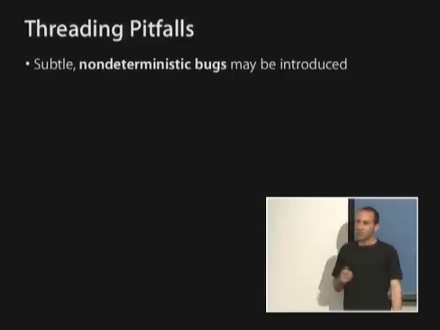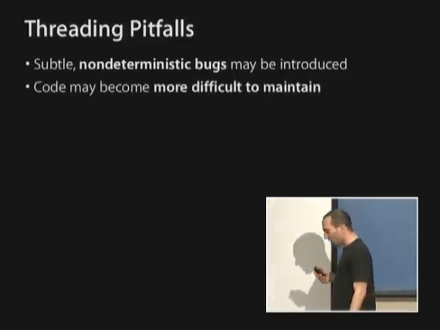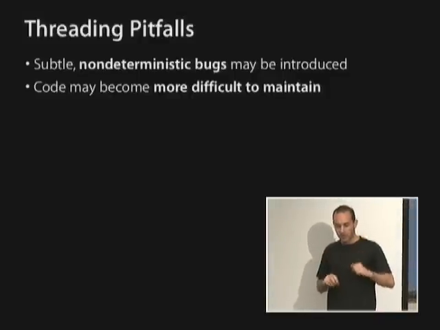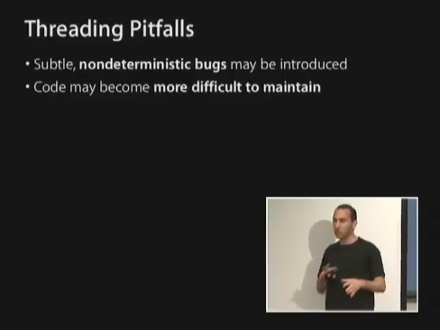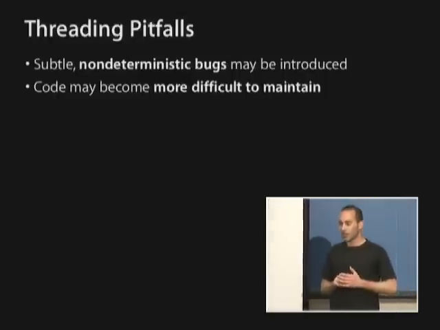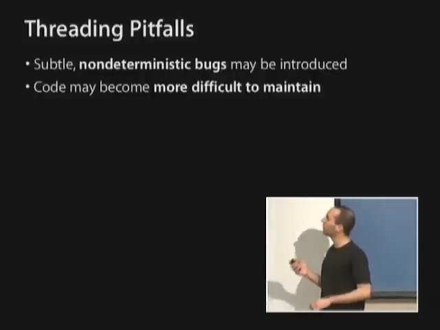This is the debugging problem I was trying to describe. Code may be more difficult to maintain. Let's say you have all this subtle but functional locking code, and somebody wants to come in and make a change to how things work, and they don't quite have their head around it. It's a very hard thing to pick up.